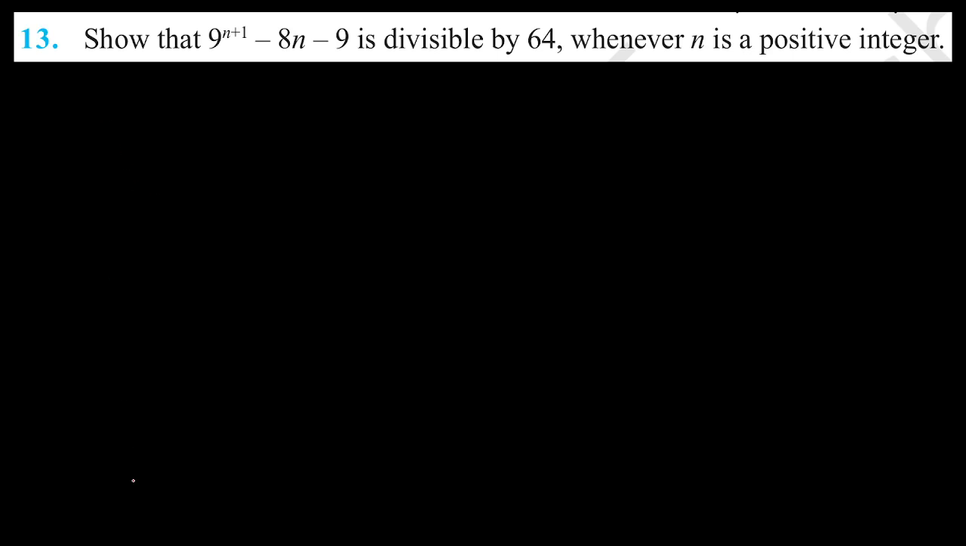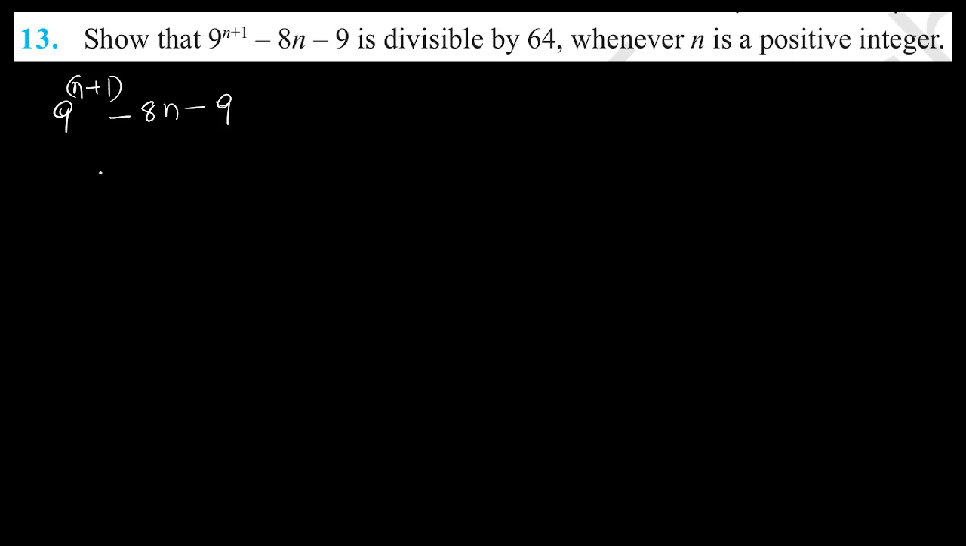The question is 9 raised to n plus 1, where n can be any natural number, minus 8n minus 9. By simply putting n equal to 2, n equal to 3, that is not the proof. Understood? If you put n equal to 2 or n equal to 3 and it is proved, that is not the general proof. We have to prove that it is true for all natural numbers n. How can we prove it?